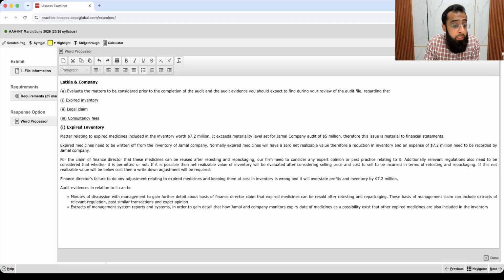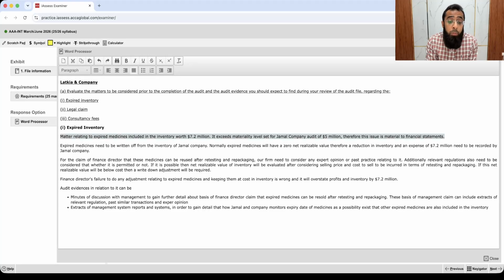So the problem is that there is expired inventory included in their records. And the problem is that finance director is not willing to adjust it. So first you commented on materiality, you wrote the correct treatment, you commented on the management treatment, and you included two audit evidences. Maybe further evidences can be like some invoices to gain detail about the cost which need to be incurred on retesting and repackaging.